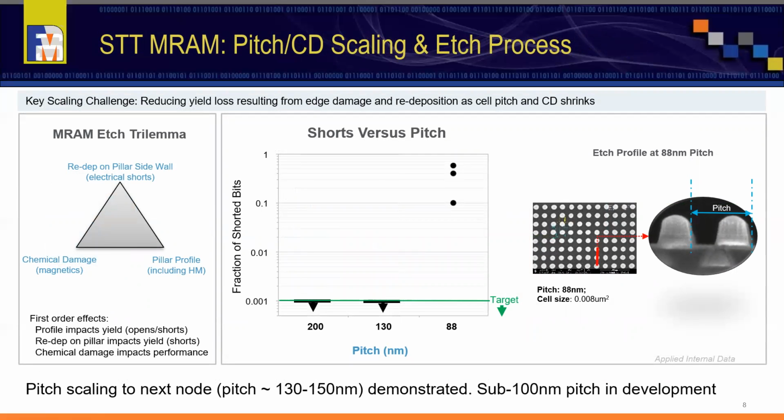For MRAM, the pitch or cell size scaling is another aspect of development. Usually it is a trilemma. We have to optimize between reducing the redeposition of material on the sidewall, reducing the chemical damage, and thirdly, to improve the pillar profile. Our internal results shown here show that we can get practically redep-free and undamaged bits for pitches of 130 nanometer or above. Current development effort is focusing on improving yield at sub 100 nanometer pitch needed to scale to N+2 generations.